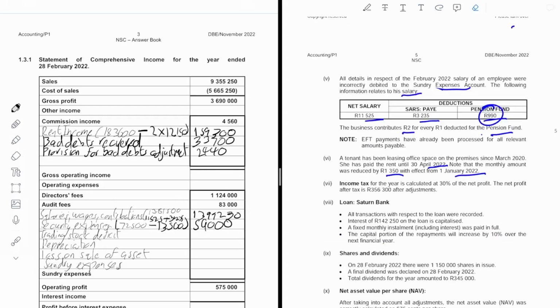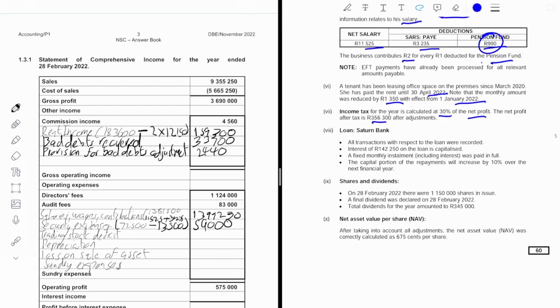Okay, so then we come to our last income statement adjustments, and thereafter we can round up our income statement. So they say that income tax for the year is calculated at 30% of net profit, and the net profit for the year after tax, after adjustments, is 356,300, and they have entered that figure here.